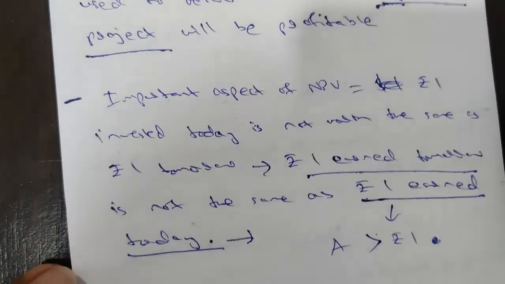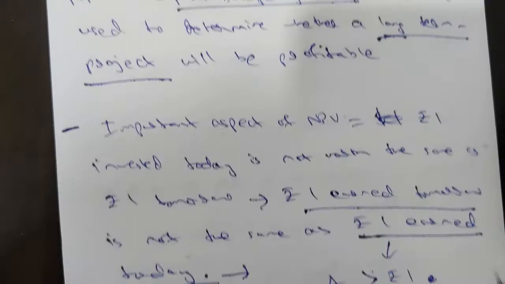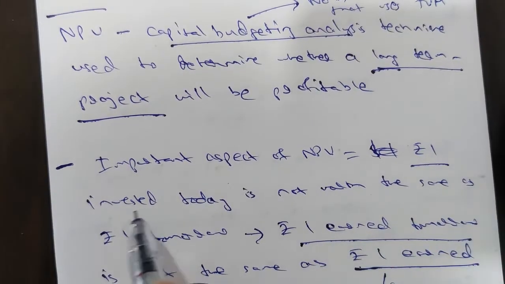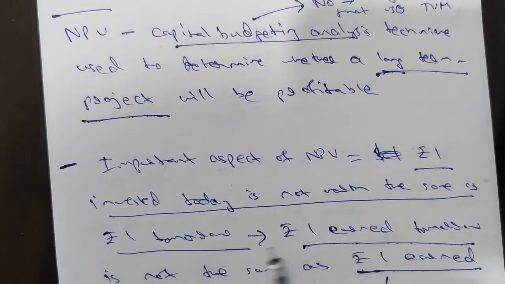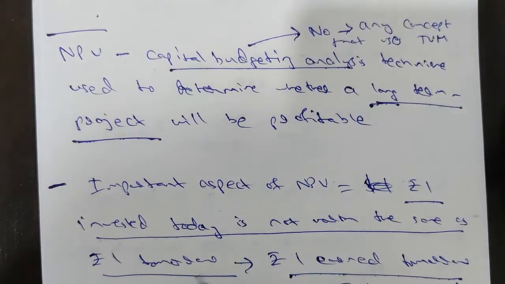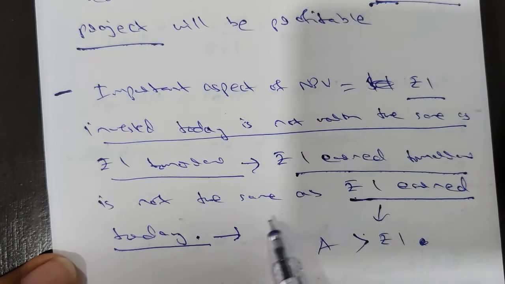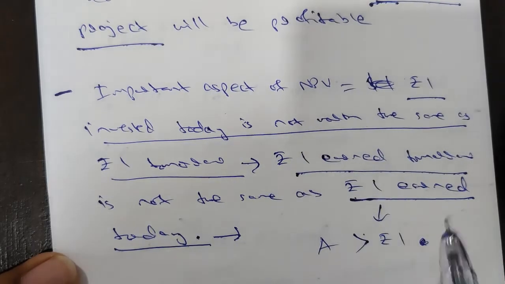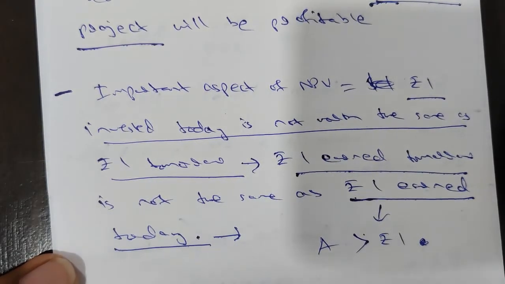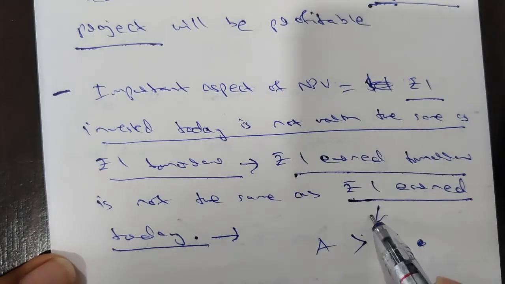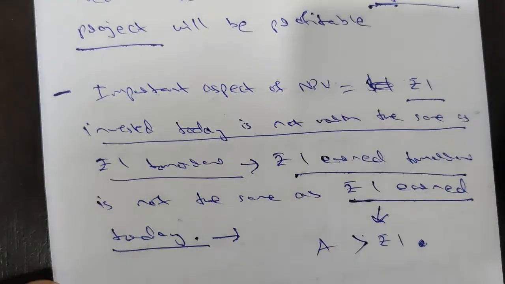So NPV again uses this concept. In compound interest we have seen ₹1 invested today is not worth the same as ₹1 tomorrow, because you can invest this and generate returns. Similarly, ₹1 earned tomorrow will not be the same as ₹1 earned today. It will be less than ₹1, because you can invest the current ₹1 in an alternate avenue.